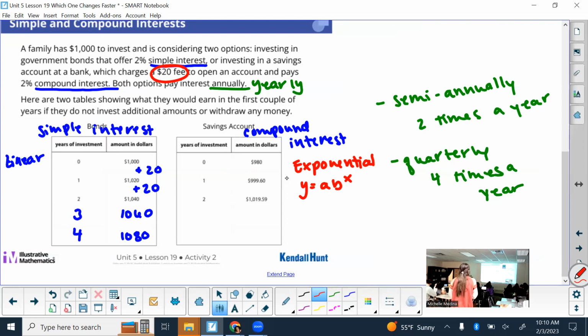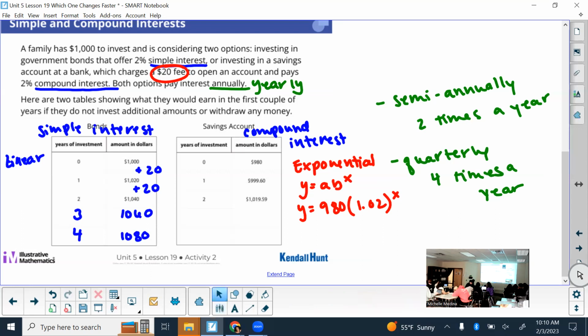So what are they multiplying by each time? What's my B going to be? 1.02 is correct. All right, because it's growing, so it should be bigger than 1, because it's the 1 plus or minus r. So growing is bigger than 1, and the rate is as a decimal, so 2% as a decimal is 0.02. Good question?